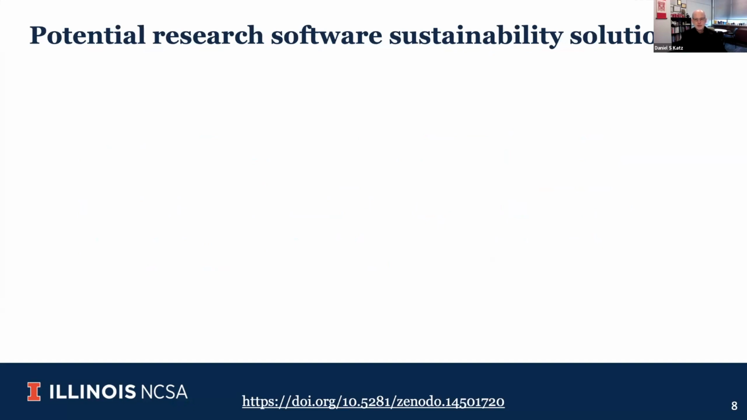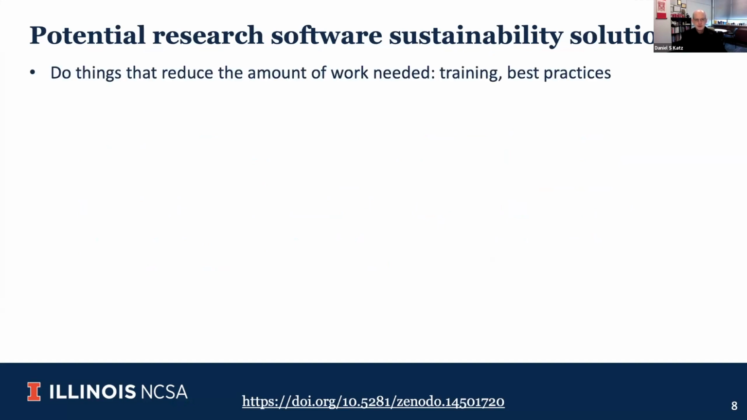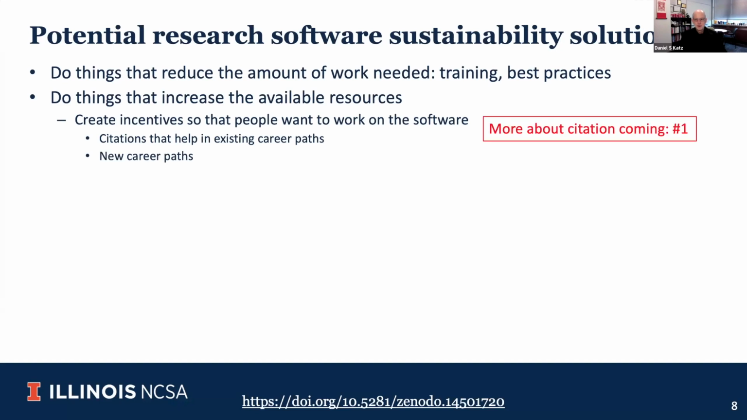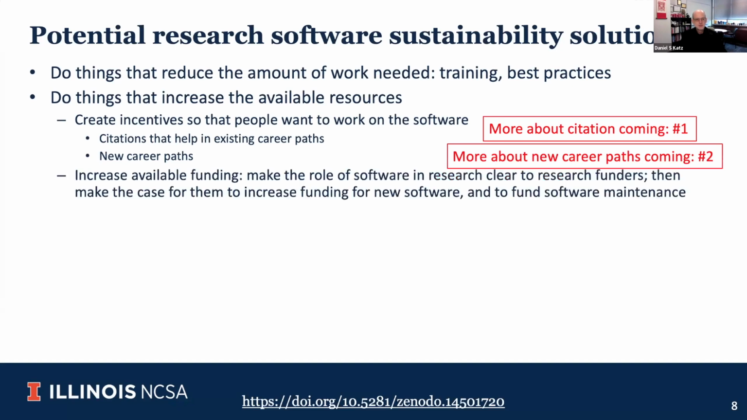So there's some ways of addressing this. One is to do things that reduce the amount of work that's needed in terms of maintaining that software. So things like training and best practices and maintaining and developing. We can do things that increase the available resources, like creating incentives so that people want to work on the software, and citations that help in their existing career path are one of those. And I will talk more about that in one of three parts coming up. New career paths is another one, and I'll talk about that in another piece coming up.